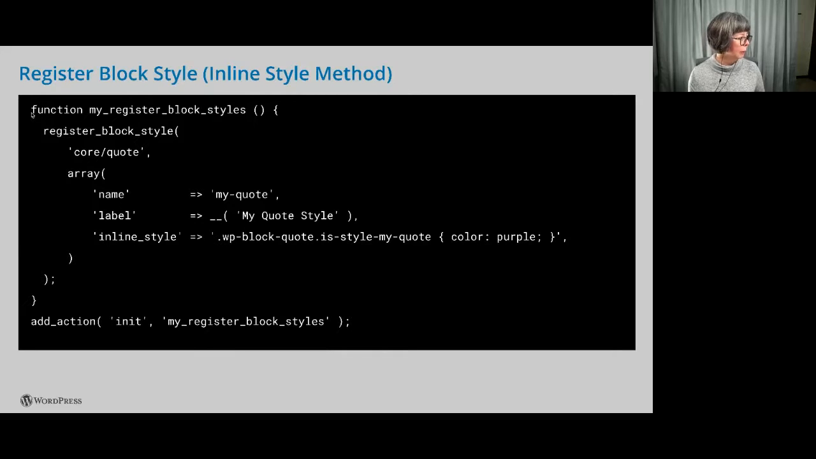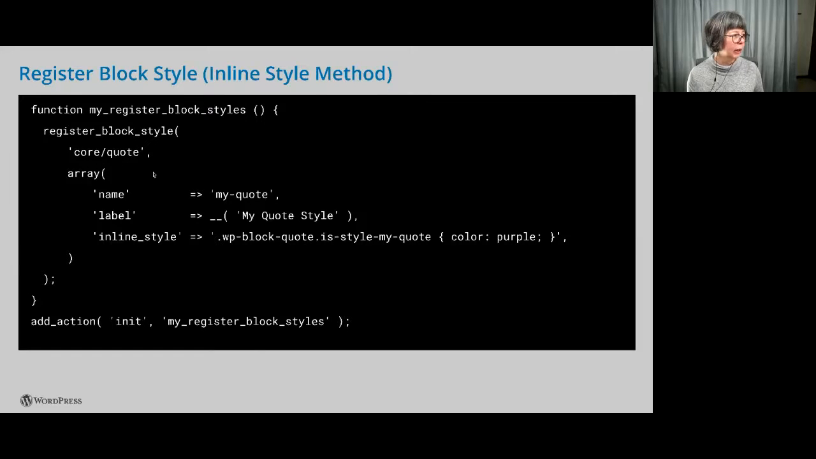So in this example, we have a function. It looks a lot like the block patterns code in terms of how it's structured. I have my block styles function. This is my own function. And then register block style is the WordPress function, the API function that we're going to use with these parameters with the name. And in this case, the name is the block we want to apply the style to. So in this example, we've got the core quote block.